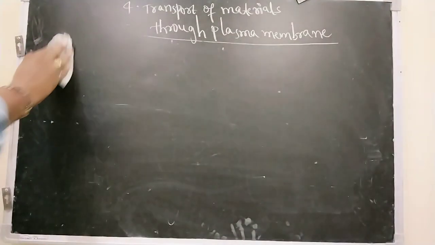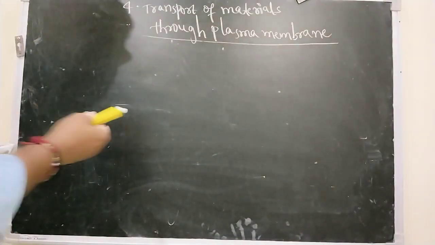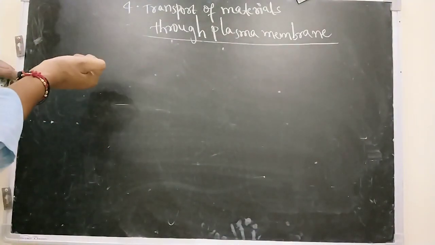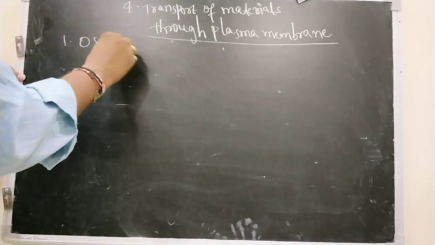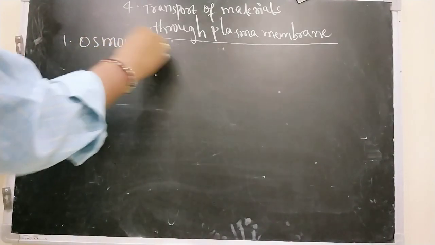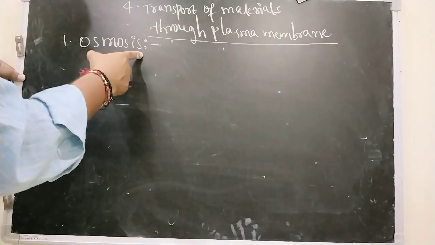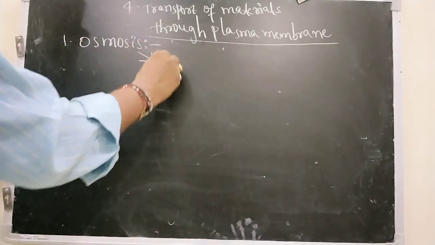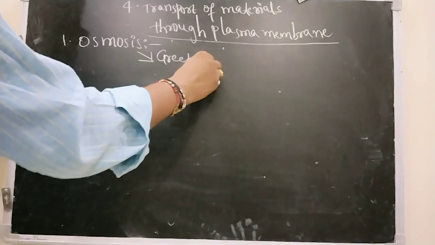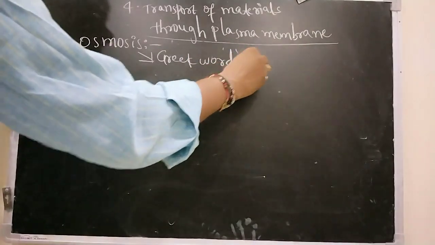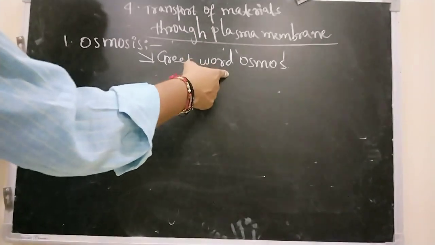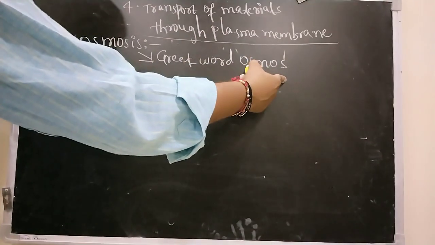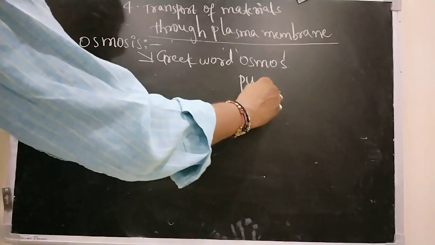In this lesson, we are going to discuss about 2 physiological processes. One is osmosis, another one is diffusion. First we will discuss about osmosis. Osmosis is a word taken from the Greek word osmos, which means to push.